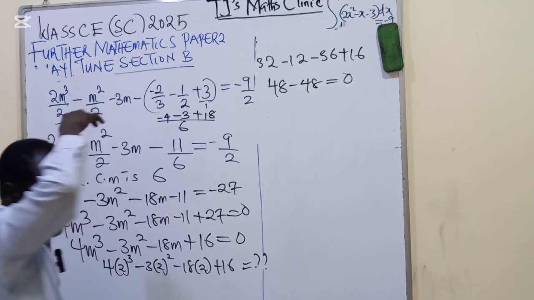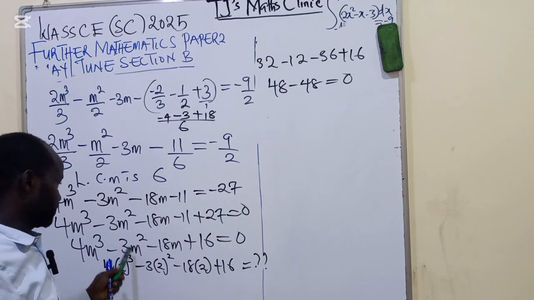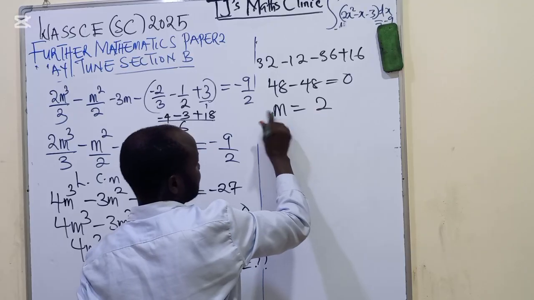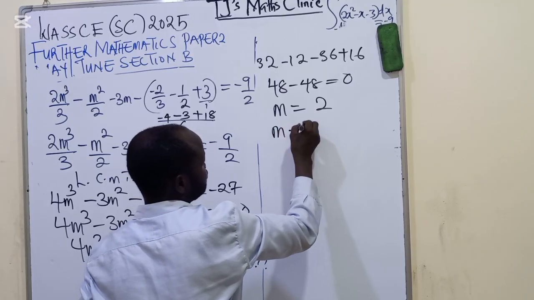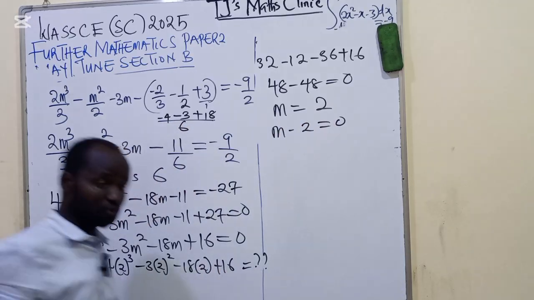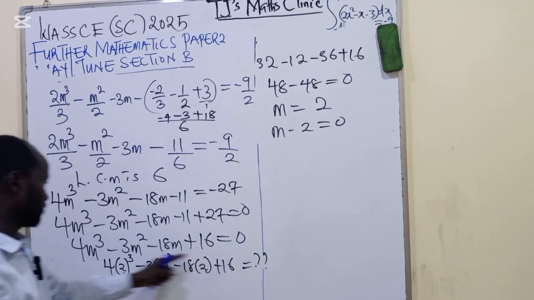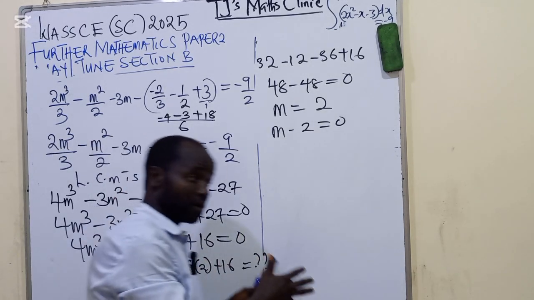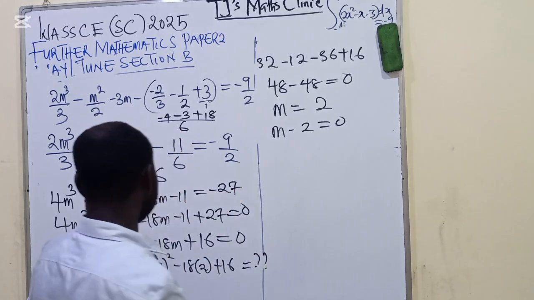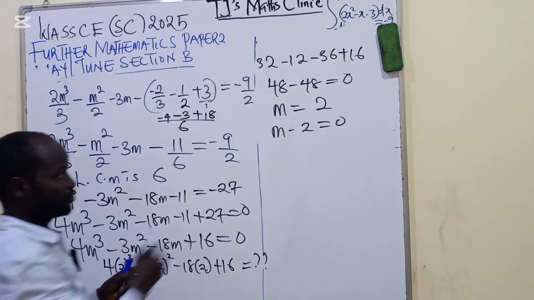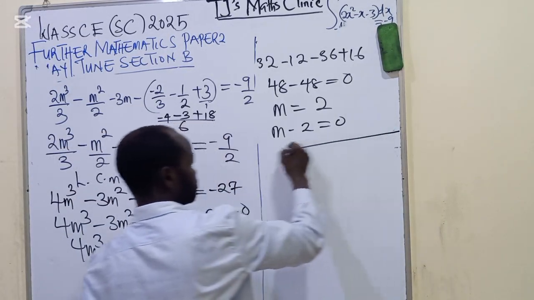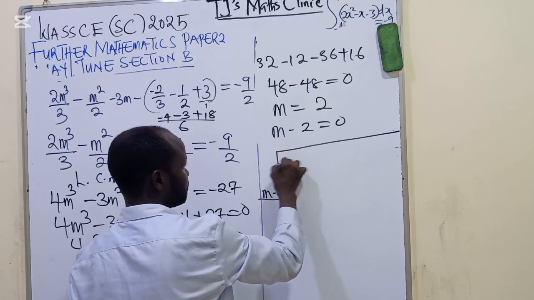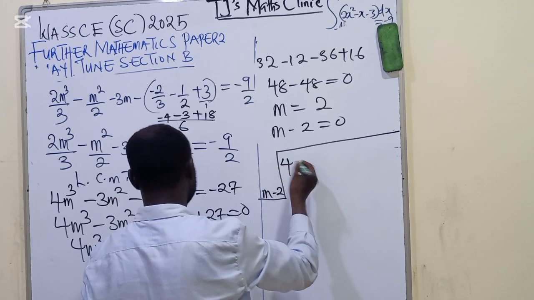So it means 2 is a root of this expression. When m equals 2, we can say that m minus 2 equals 0. So we can conclude that m minus 2 is a factor of this cubic equation. To get the other roots, we use long division. Let's use long division to get the other roots now. We use this m minus 2 as the factor.